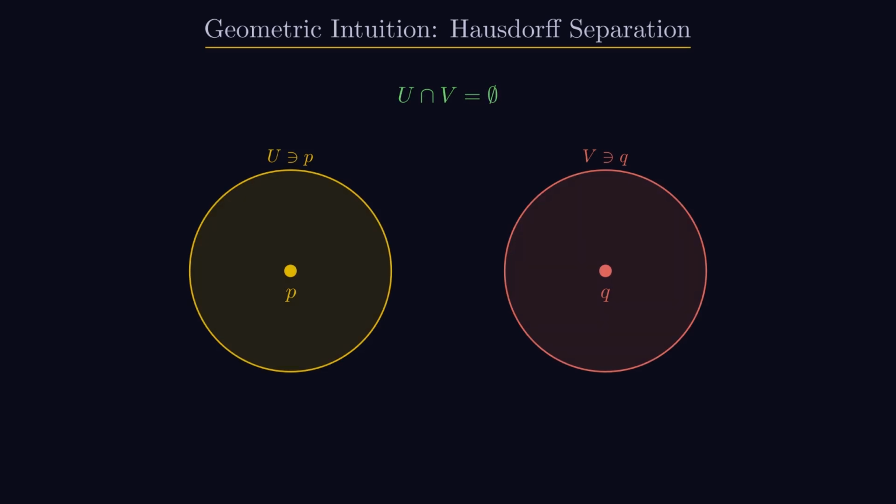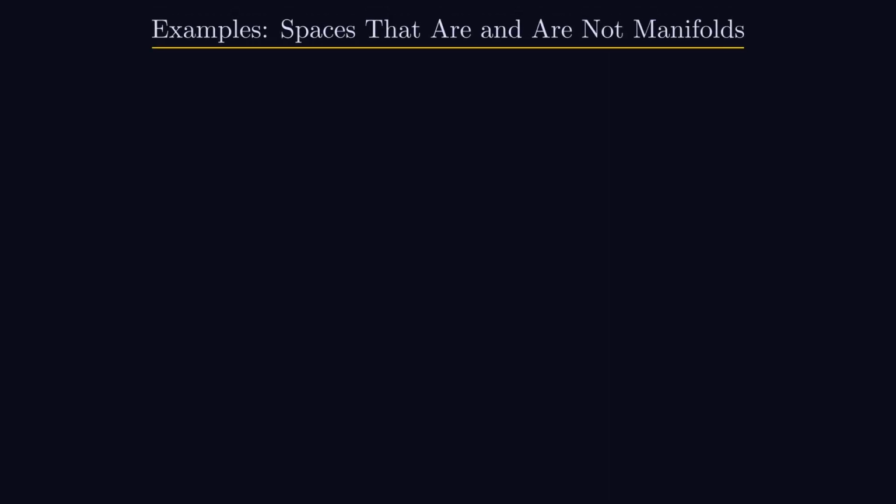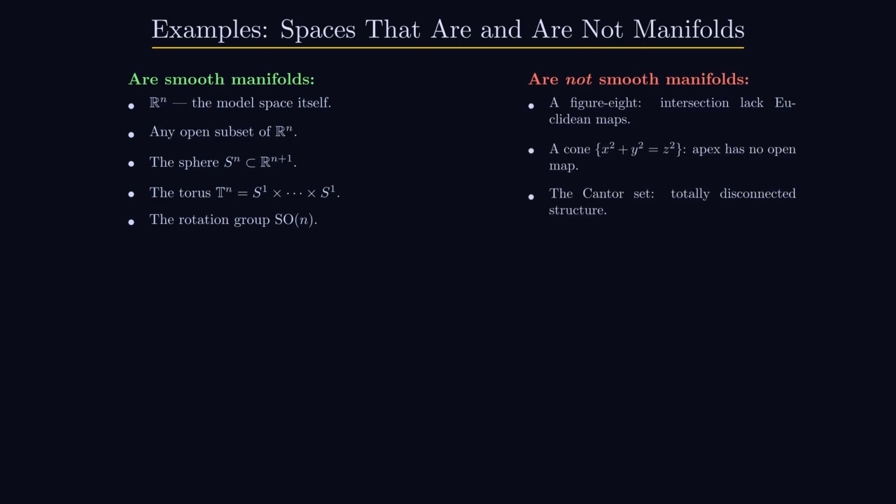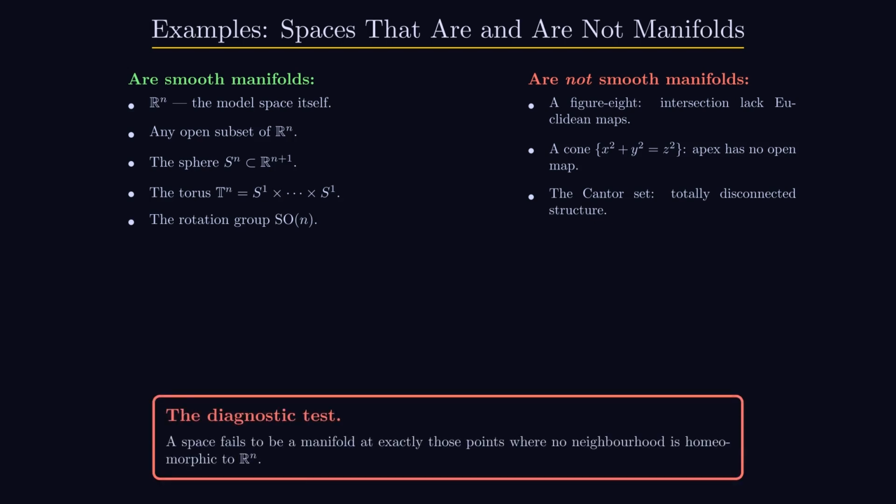Let us now catalog which spaces are and are not smooth manifolds. In the smooth manifold column: R to the n itself, the model space, any open subset of R to the n, the sphere Sn, the n-dimensional torus, a product of circles, and the rotation group SO(n). In the not a manifold column: the figure 8, whose self-intersection point has no Euclidean neighborhood, the cone, whose apex fails the local homeomorphism test, and the Cantor set, which is totally disconnected. The diagnostic test: a space fails to be a manifold precisely at those points where no neighborhood is homeomorphic to R to the n. Locate those points and you have found the singularities.